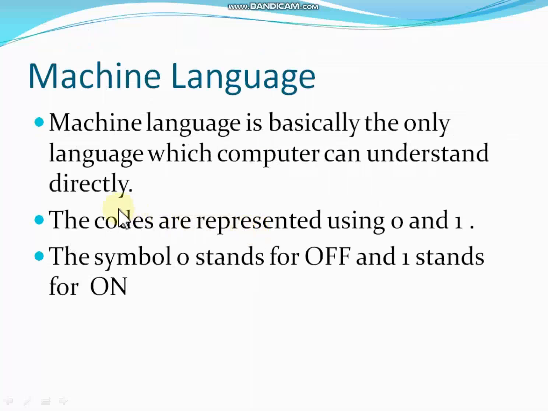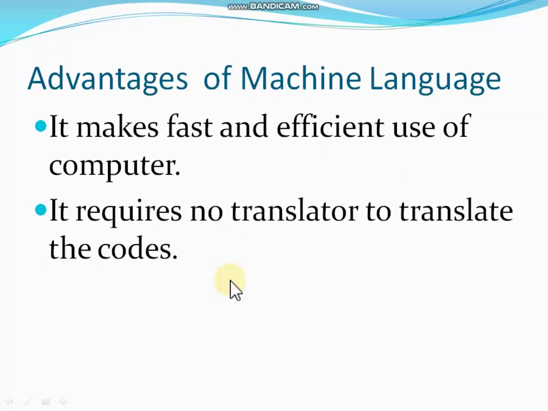What is machine language? Machine language is basically the only language which computer can understand directly. The codes are represented using 0 and 1. The symbol 0 means off and 1 means on. What are the advantages? Advantages of machine language are: it makes fast and efficient use of the computer. It requires no translator to translate the codes.